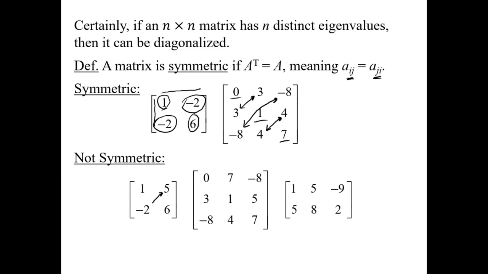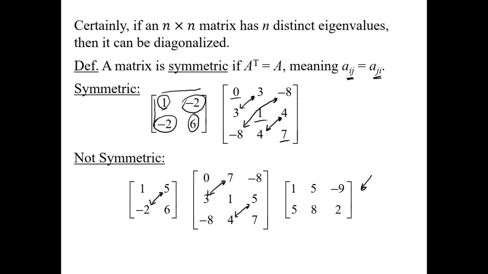And again, some examples that are not symmetric. As soon as these two numbers are different, it's not symmetric. As soon as these two numbers are different, or these two numbers are different, not symmetric. And symmetric only makes sense for a square matrix. So in this case, if I were to find A transpose, not only would it be a different matrix, it's going to be a different shape, and so that also would not be symmetric.